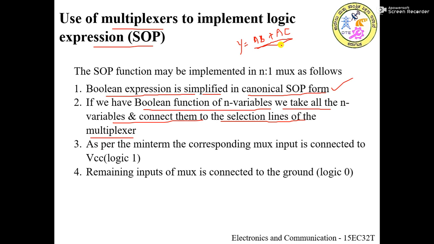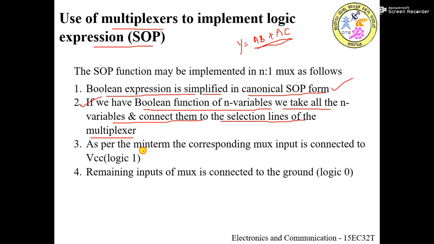Which multiplexer has 3 selection lines? That is the 8:1 multiplexer. So that 8:1 multiplexer has got 3 selection lines. You have to select a proper multiplexer. How to select? You have to count the number of variables, and choose a multiplexer having that many selection lines. That is the second step.